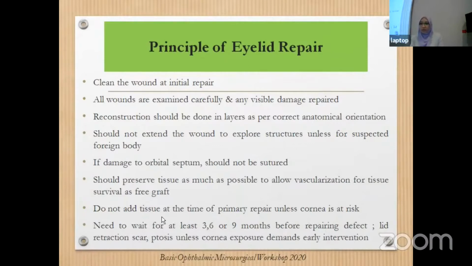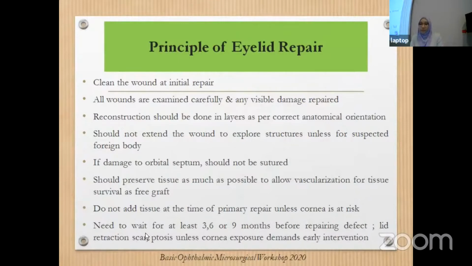Do not add tissue at the time of primary repair unless the cornea is at risk. Okay, this is the flap. Usually this one is secondary reconstruction. We try to close during primary repair as much as we can. If, let's say, it's very messy, we can co-manage with plastic or oculoplastic.